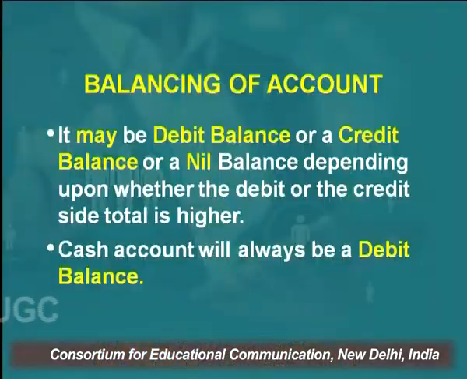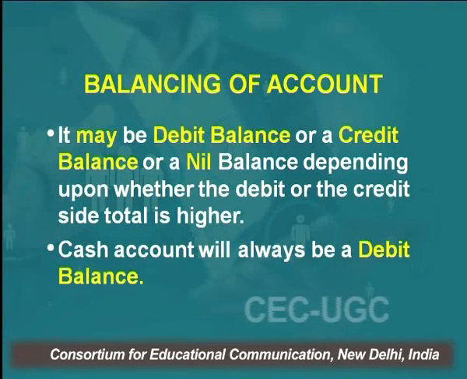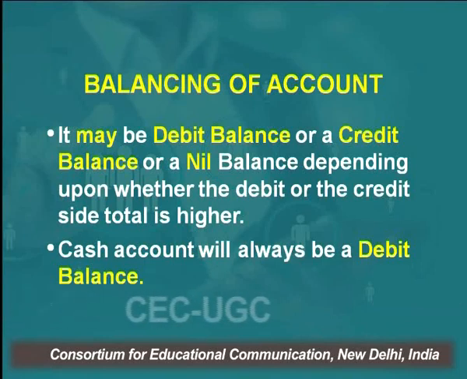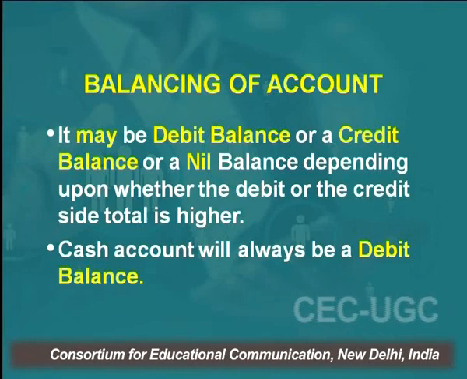This balancing of account signifies the net effect of all the transactions posted to that account during a given period. It may be a debit balance or a credit balance or a nil balance, depending upon whether the debit or credit side total is higher. Cash account will always be a debit balance, since cash cannot be negative. So this particular account will always have a debit balance, that means positive balance.